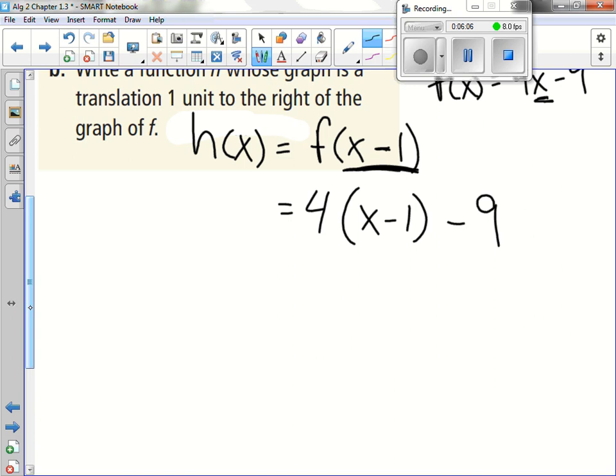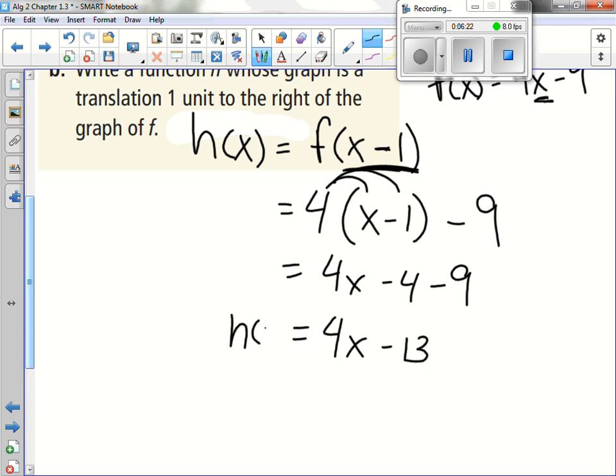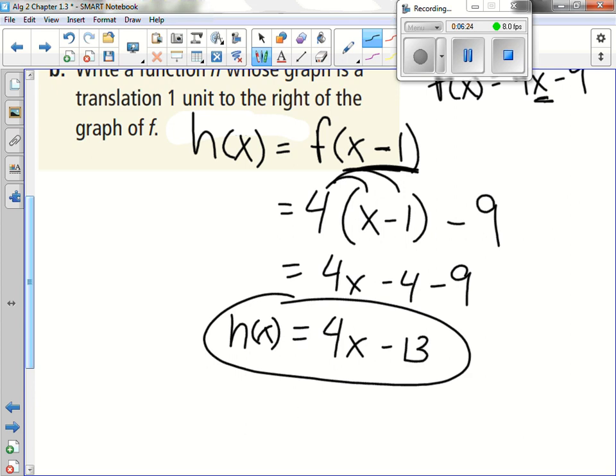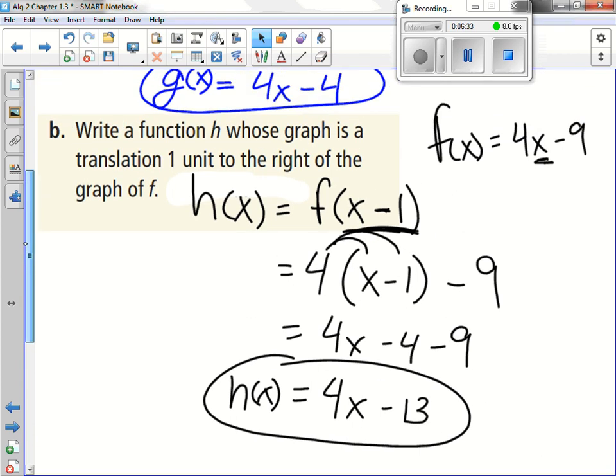Now to simplify this out, we have to distribute the 4. We have to multiply through by 4. So 4 times x is 4x. 4 times negative 1 is negative 4 minus 9. Well, negative 4 minus 9 is negative 13. So our new function h of x is 4x minus 13. That is our new function when we move it 1 unit to the right. And that's all we have to do for this one.